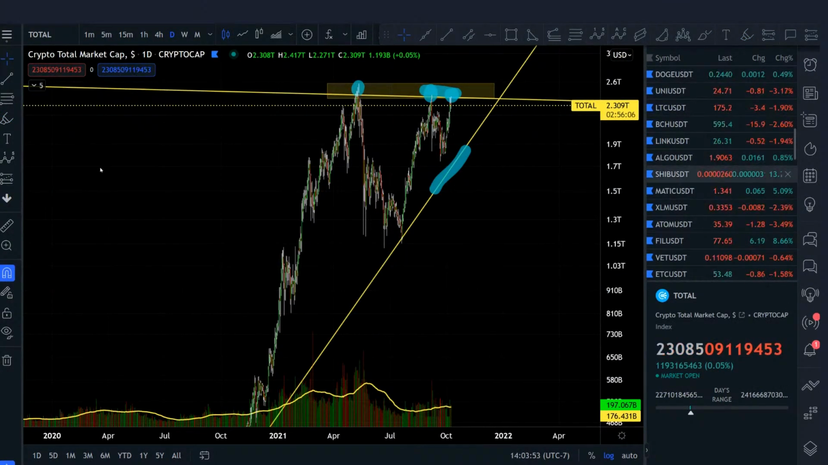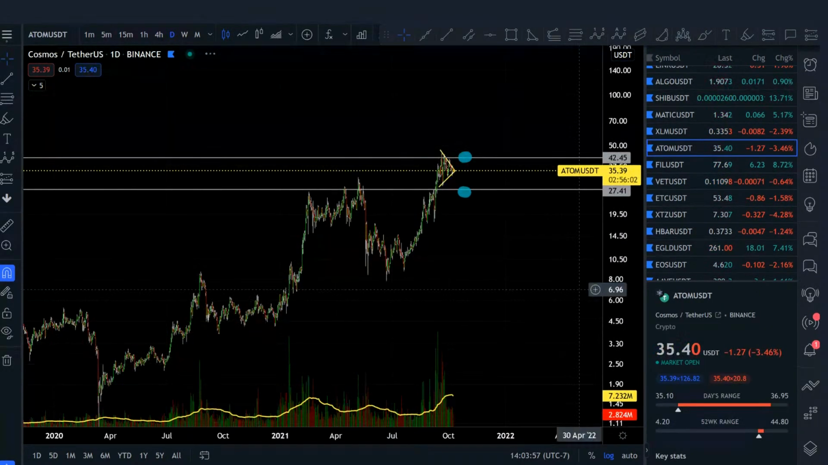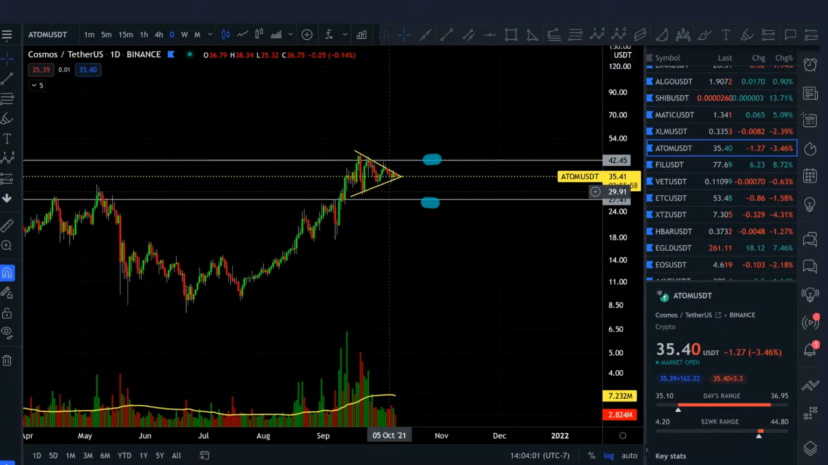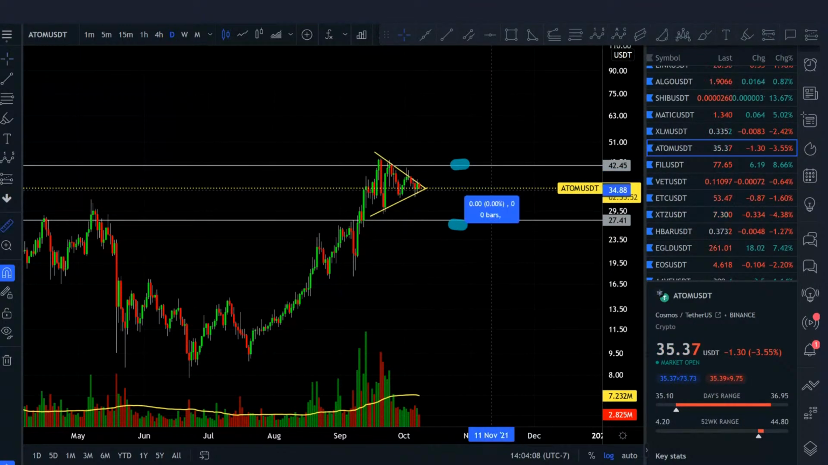Okay. I might not do every single coin because we might go like 2 hours, but maybe I'll just go super fast for these last ones. Adam, this one's already pre-done. There's a symmetrical triangle on the daily, and so plus or minus 20% in our targets.